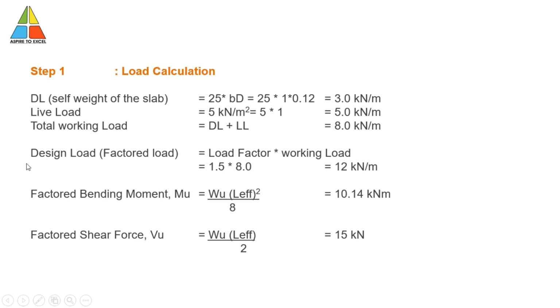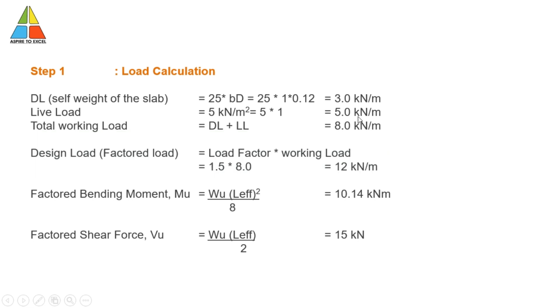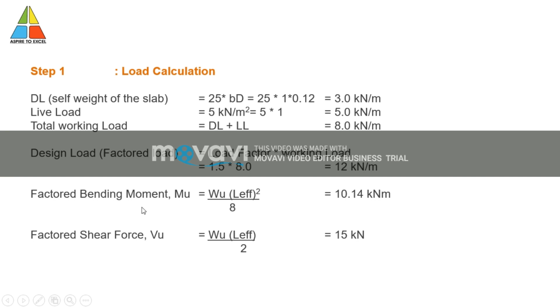Now since this is the limit state method, we use the factored load, which we call the design load, and we multiply with the load factor as per the IS code. So simply multiply this total load with 1.5, that is the load factor. The total design load would be 12 kilonewton per meter. Okay, so the maximum bending moment for a simply supported beam would be W L effective square by 8.